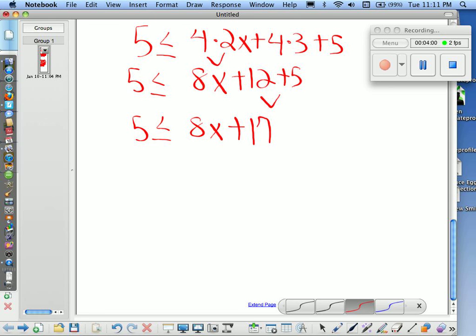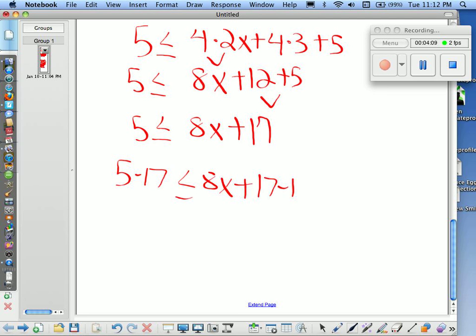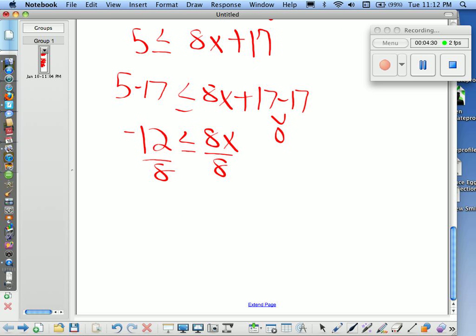So now we're back to the same old step that we're used to. We got to subtract 17 from both sides. So that now we have 0 there. And now divide both sides by 8. And I believe in the directions, it says to write your answer as a simplified fraction. So x is greater than or equal to -3/2.